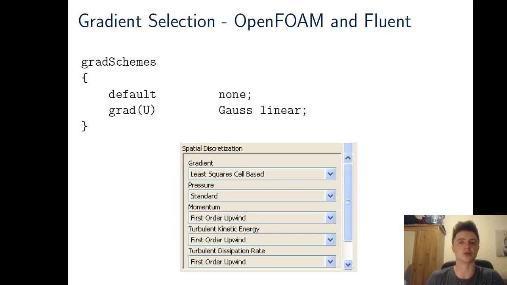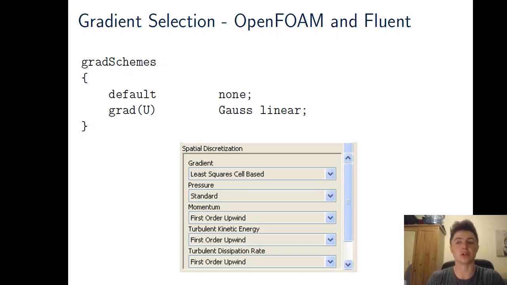And where does this gradient choice come in when you're running your CFD codes? Well, if you are an OpenFOAM user, you'll notice in the FV schemes file, you'll have to select the grad schemes entry there, and you can see that in this example there's a Gauss linear option chosen for the velocity gradient, and that's a cell-based Green-Gauss method.